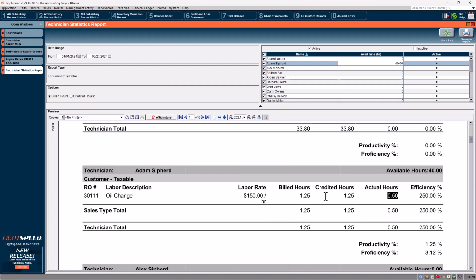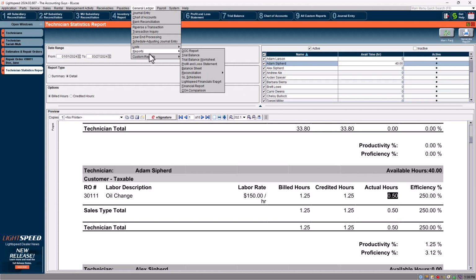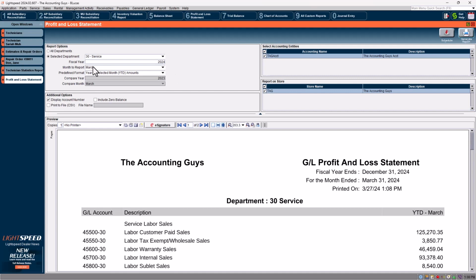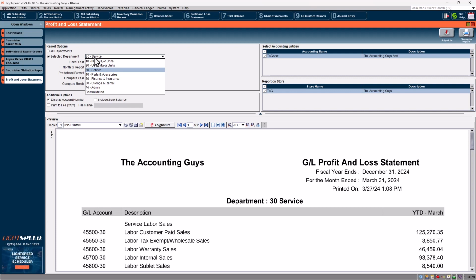Let's go ahead and run a profit and loss for our service department. So I'm going to go under General Ledger, Reports, Profit and Loss Statement. And here we can switch to a selected department and let's go to Service. We're just going to go ahead and do year-to-date amounts here. And there is a new security feature, if you haven't seen it already in Lightspeed. You can actually grant access to the profit and loss statement for a specific department. So they don't need to see all of them, but you can give access to the service managers to see their P&L in this report.